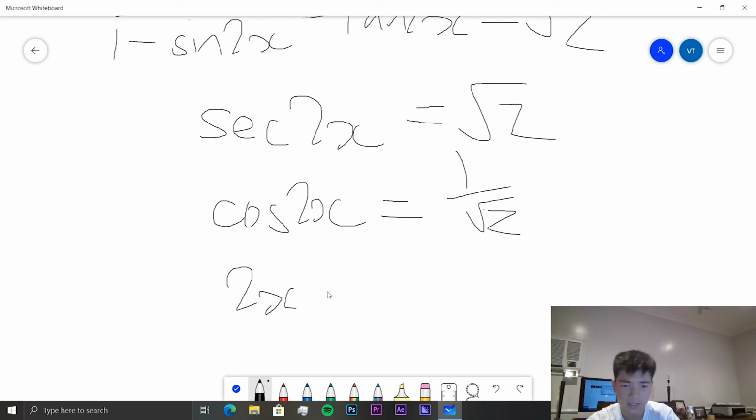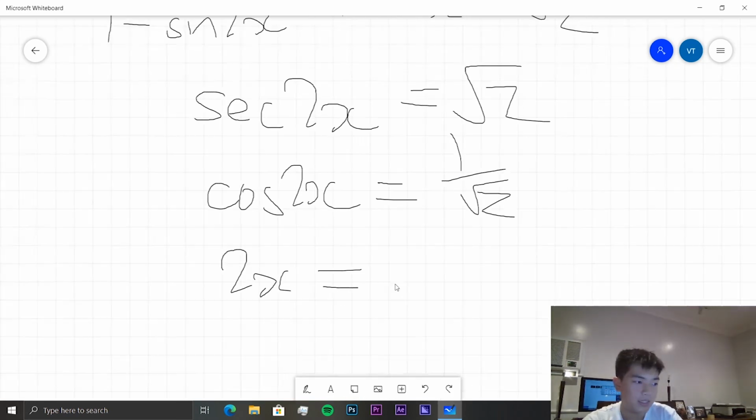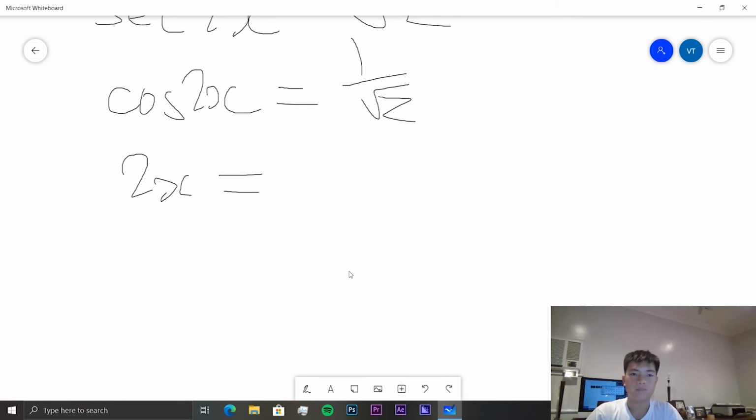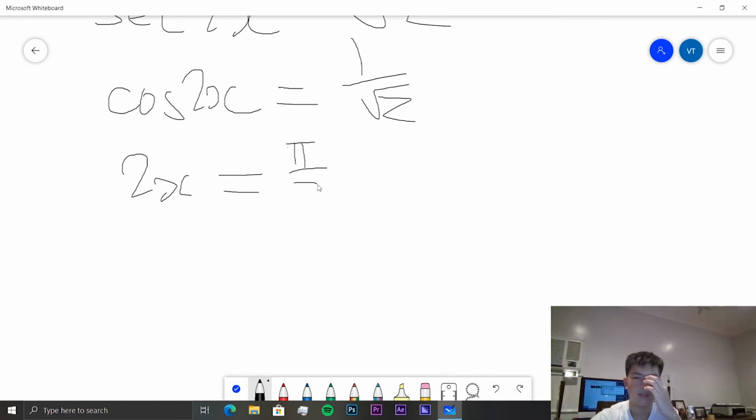So 2x is equal to... do they give us a domain? Oh yeah, 0 is less than or equal to x, which is less than or equal to 2 pi. And of course, there's a little trick here with cosine. Anyways, let's convert to radians first. So if we get the arc cosine of 1 over root 2, we should get, not being silly, this should be pi over 3. Right? This should be pi over 3 and 2 pi over 3.